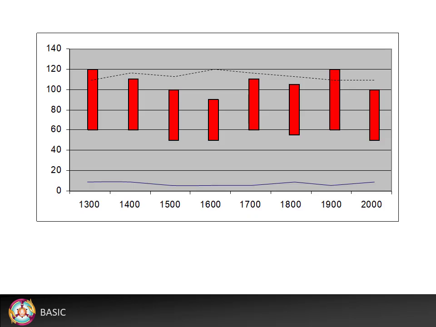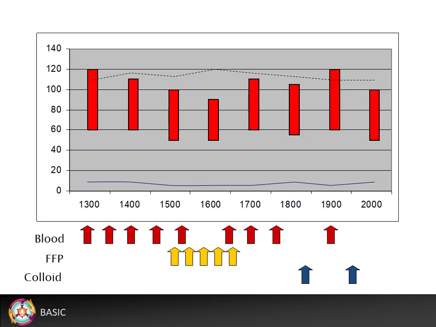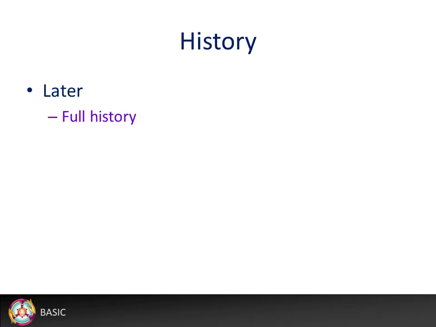On this chart, the red bars show the blood pressure, the dotted line shows the heart rate, and the solid line the CVP. While the patient is obviously quite sick, he is obviously less sick than the patient who is requiring frequent transfusion to maintain the same values. At a later stage, take a comprehensive history.